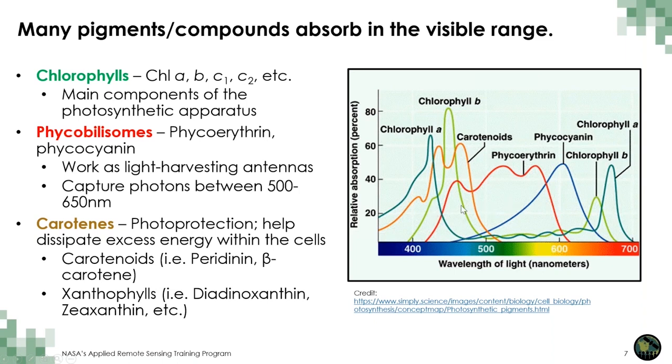So you see here in the graph where typically most of these pigments absorb in the visible range. And this is going to be key eventually for translating this information into the hyperspectral data when it's collected by different sensors.